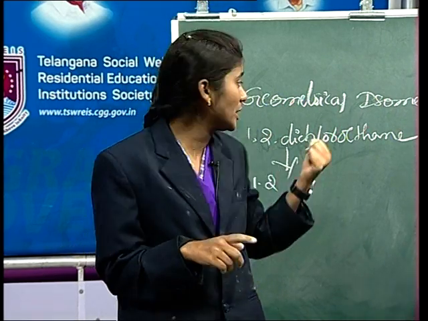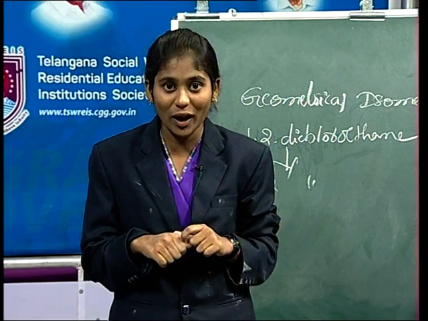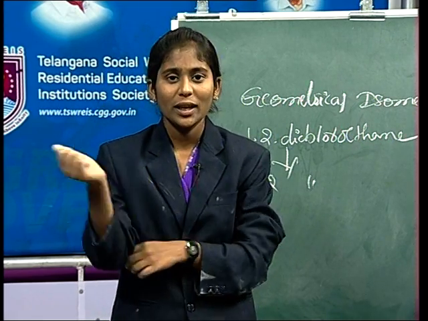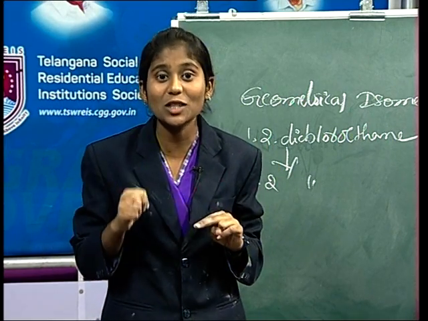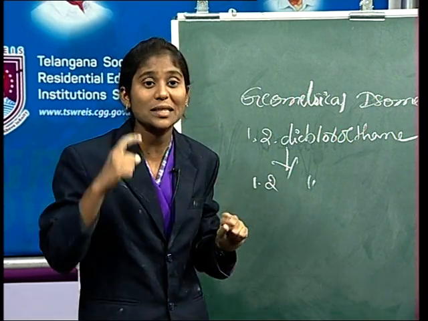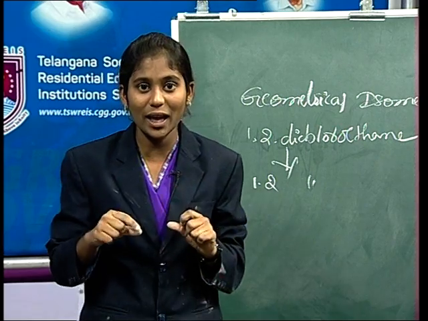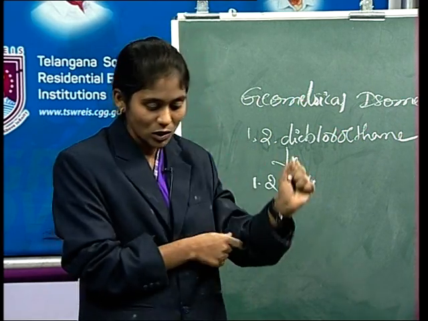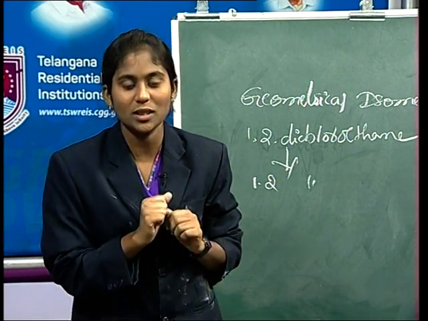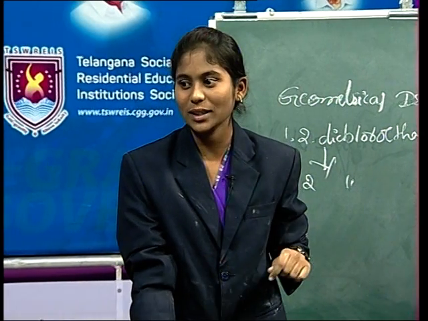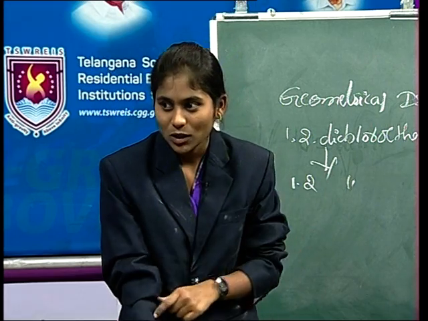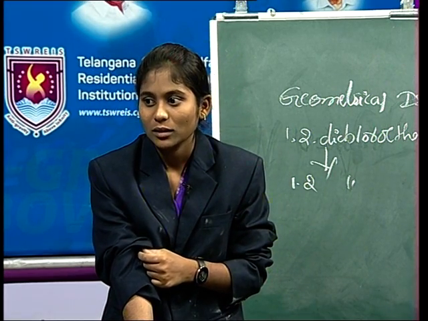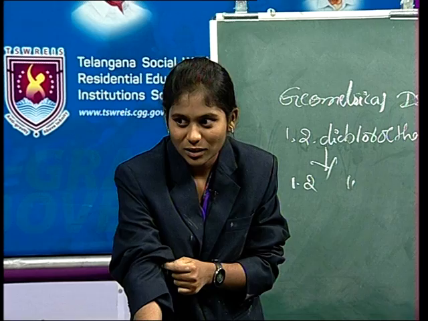Geometrical isomerism is commonly exhibited by alkenes. The presence of restricted rotation of the bond can give two different non-superimposable isomers, and they can have different properties. So friends, we can go to the first point. Already you know the definition of both.